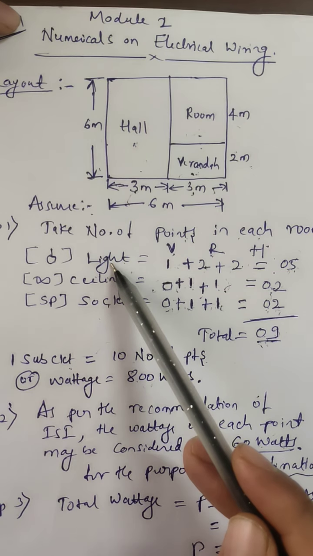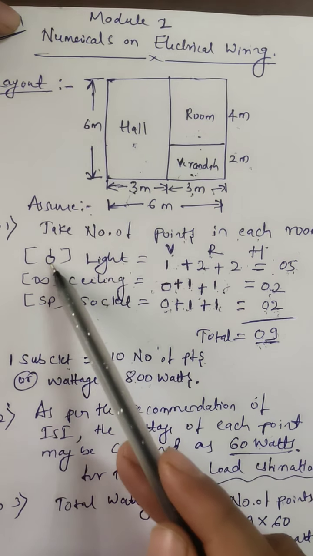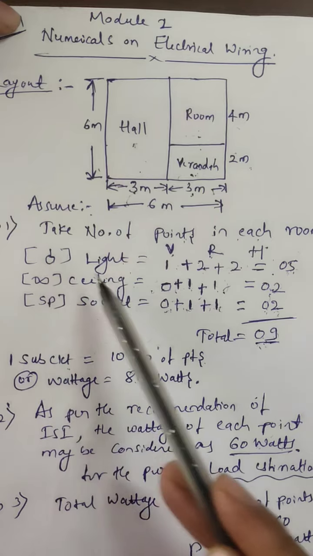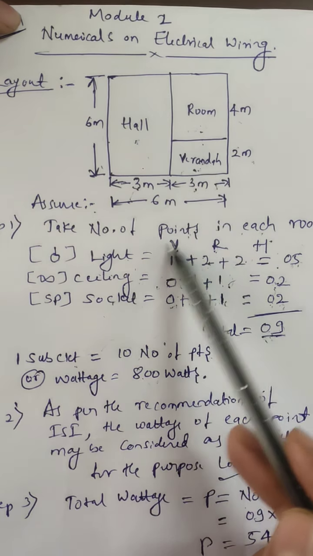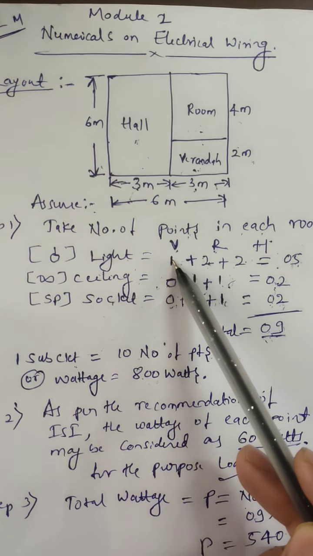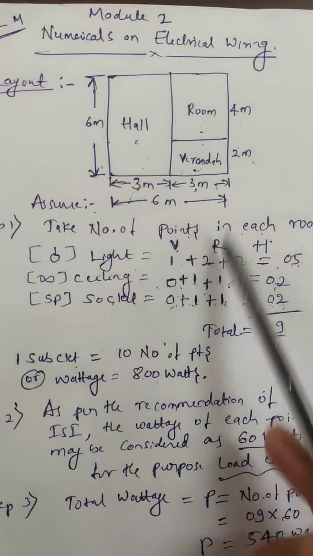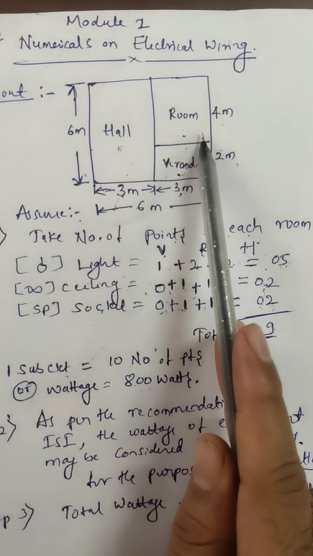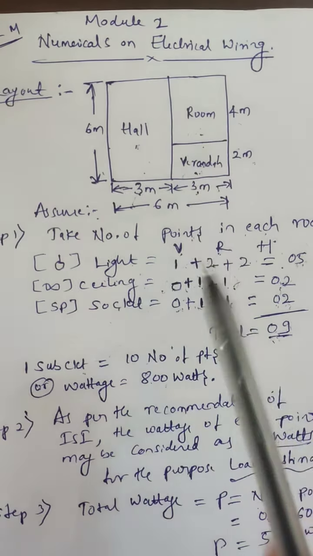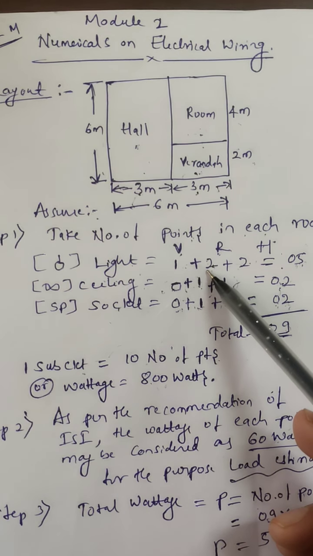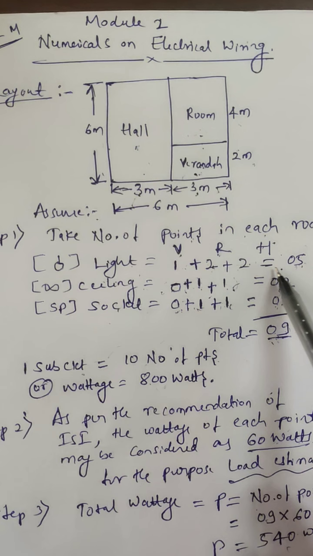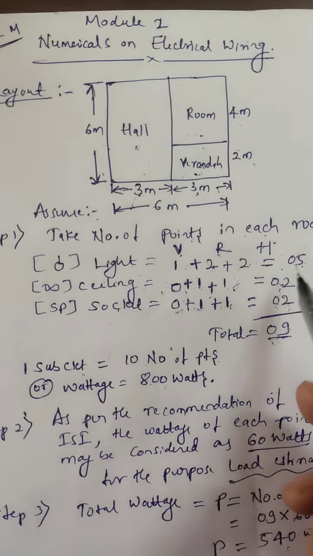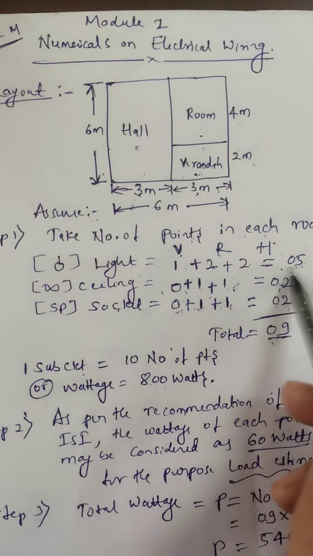First, I have taken the lighting point. This is the symbolic representation of a light point. In the veranda, as per the size of the room, only one lighting point is necessary. So I have considered only one lighting point. Plus in the room, a minimum of 2 points should be taken for this area. So 2 lighting points I have considered. Plus in the hall, again 2 lighting points are necessary. So the total number of lighting points required is 5.